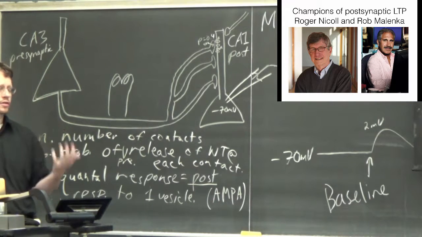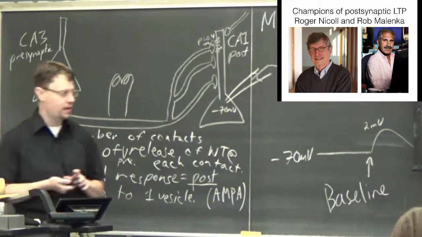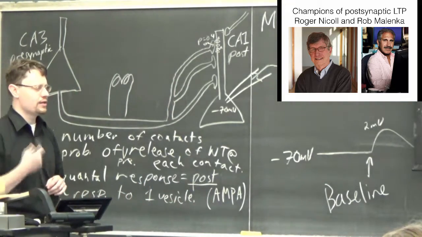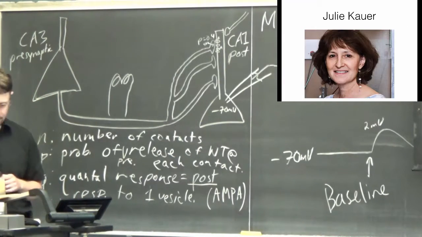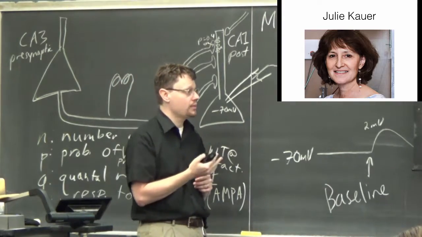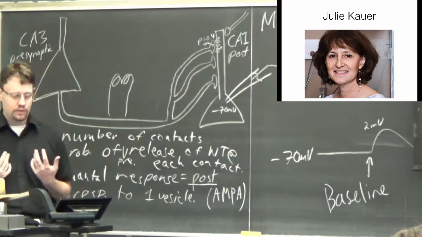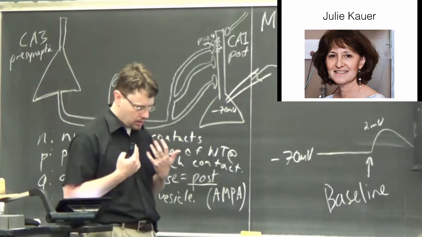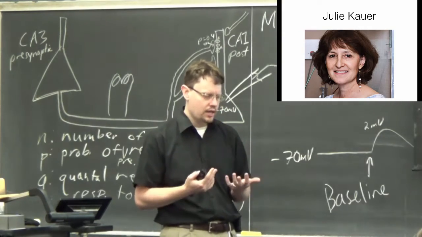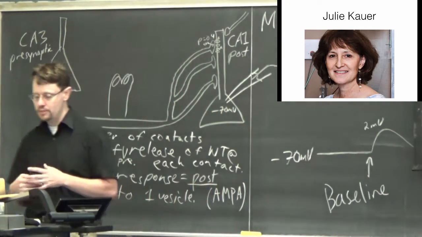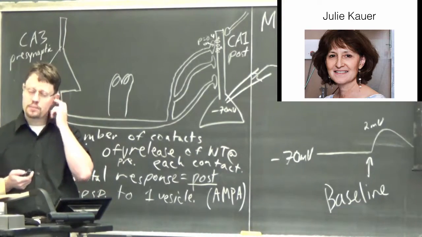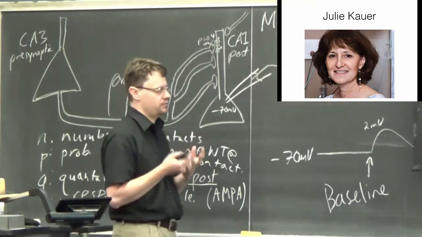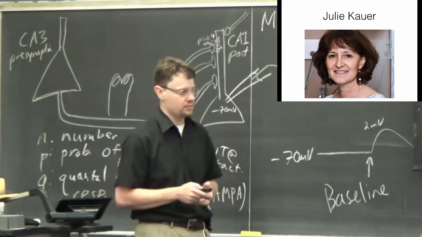And so they've been major forces, not just in long-term potentiation, but in a lot of aspects of neurobiology. They also both have a reputation for being very stubborn and also very rigorous and exacting in the way they approach science. One person in particular who began her career working with them is Julie Kauer. Now Julie Kauer is one of the leaders in understanding addiction and obsessive compulsive behavior and other aspects of how brains change as you become addicted, but one of the things she began her career doing was working with Roger Nicoll and Rob Malenka, trying to establish evidence that long-term potentiation really is a postsynaptic phenomenon. That is, that there are more AMPA receptors being added.